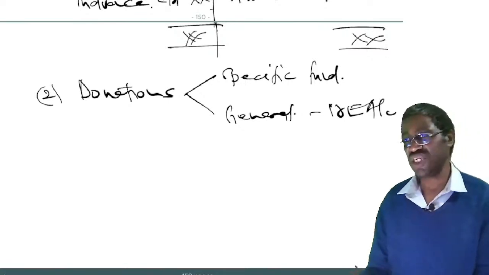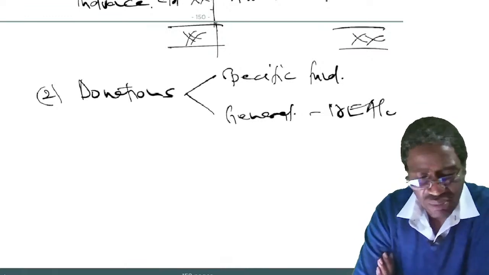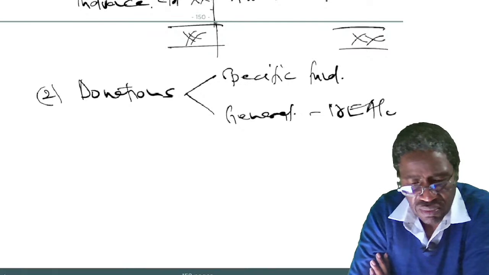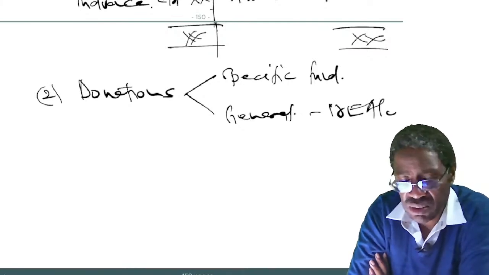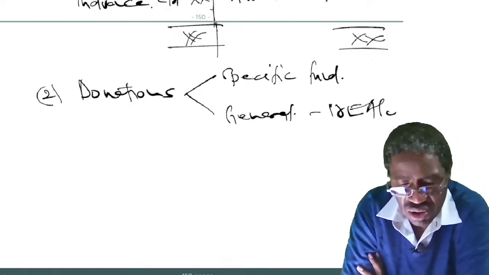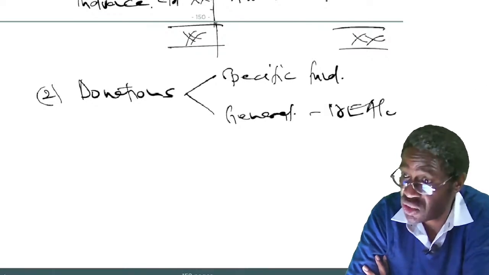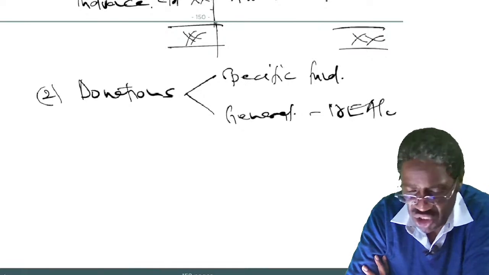Before we go to number 3, let's put down that number 2. Write number 2, donations. Then you say this: donation is an amount received from the well-wishers.